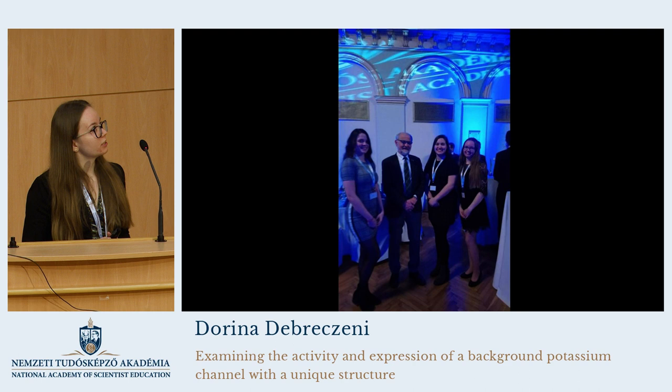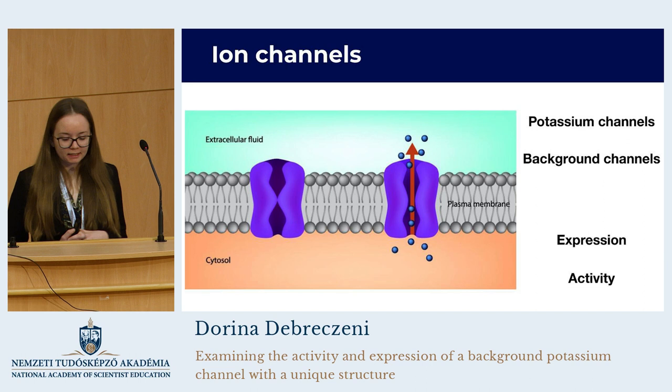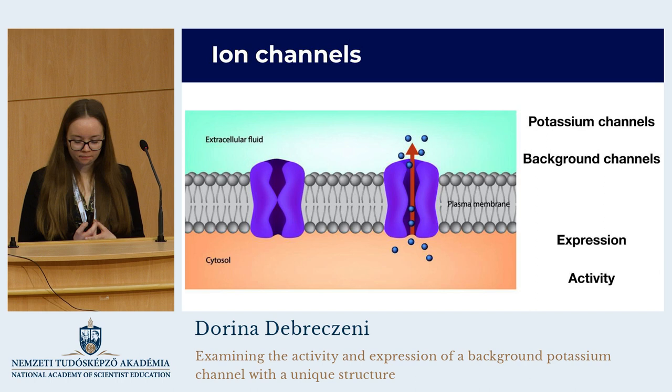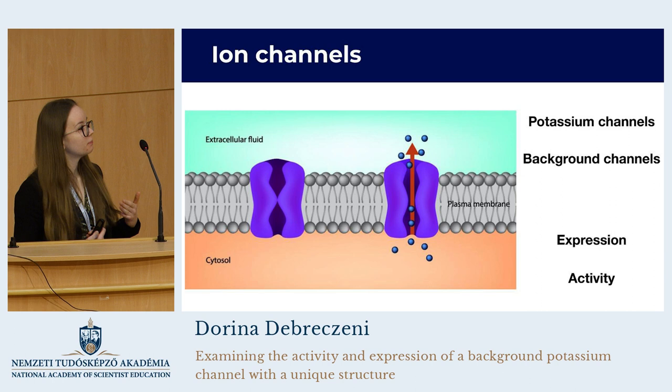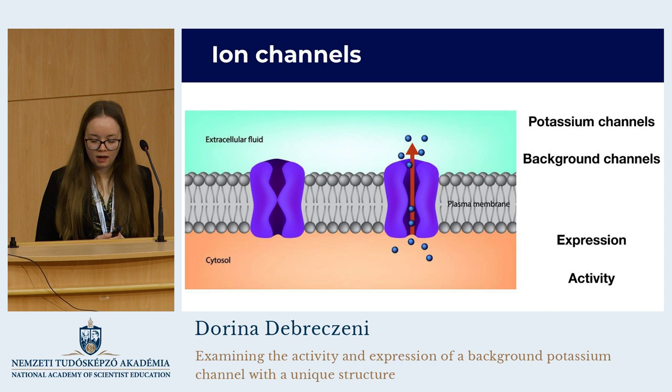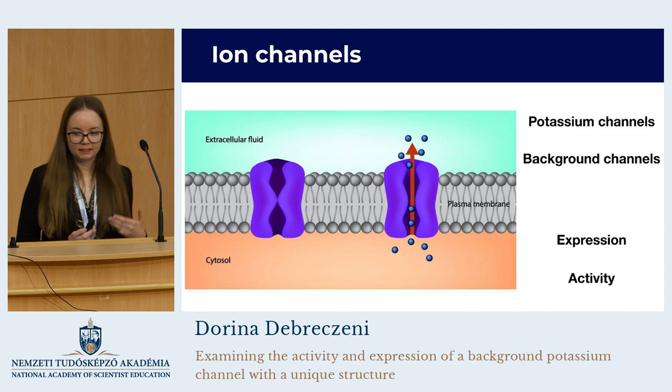Ion channels are transmembrane proteins, limiting the selectivity of the plasma membrane to specific ions, in this case, potassium ions. One of their groups is called the background channels, which take part in stabilizing the resting membrane potential. The number of the ion channels in the plasma membrane is called expression, while the activity is the responsiveness of the channels.